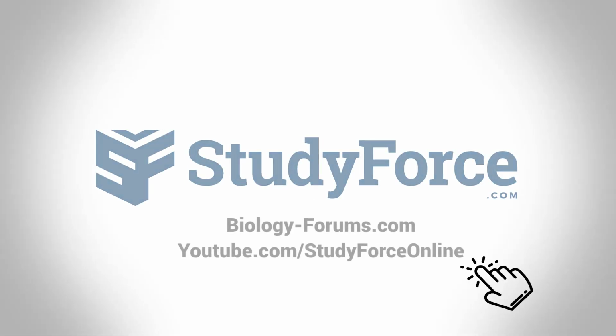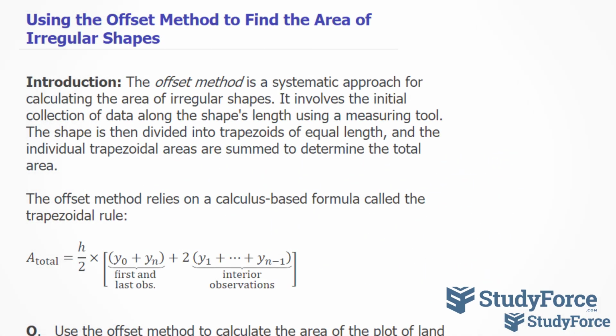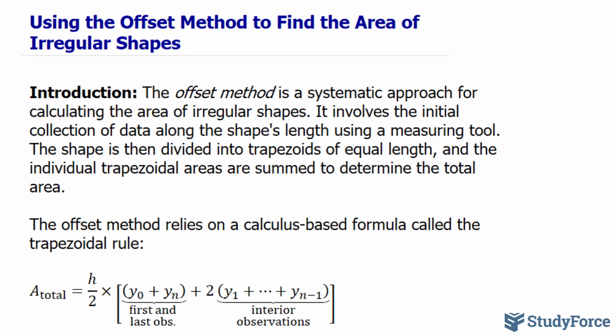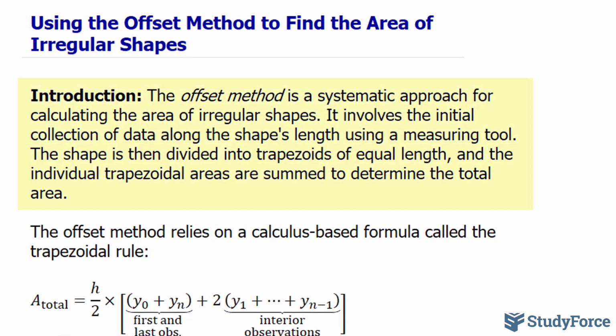In this lesson, I'll show you a step-by-step approach on how to apply the offset method to find the area of irregular shapes. Before we start answering the question that I've prepared, let's go through a quick introduction. The offset method is a systematic approach for calculating the area of irregular shapes.